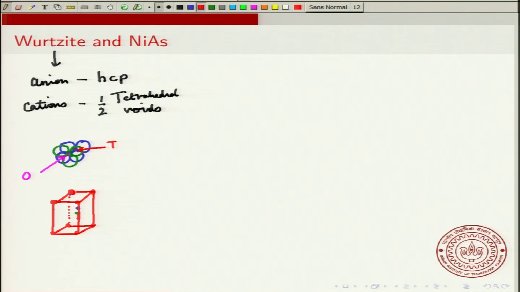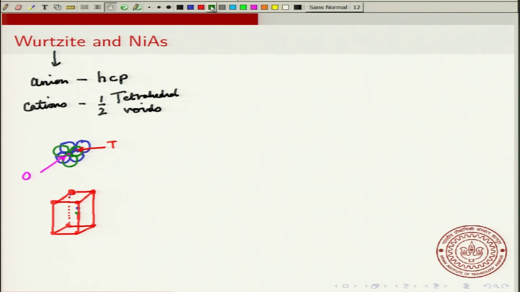So that will be one tetrahedral void. Additionally, there will also be a tetrahedral void located directly below this green atom. If you want to occupy only half of the tetrahedral voids, then you can occupy either the one directly above the green atom, or the one below the green atom, as shown in this figure here.